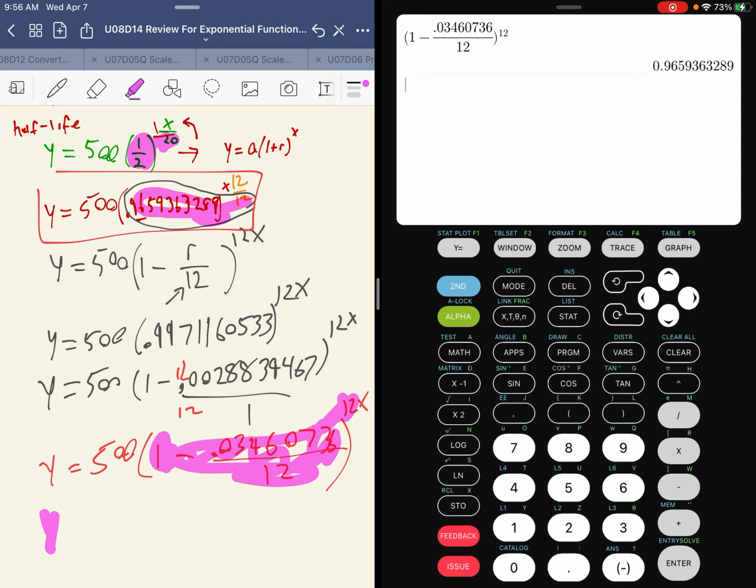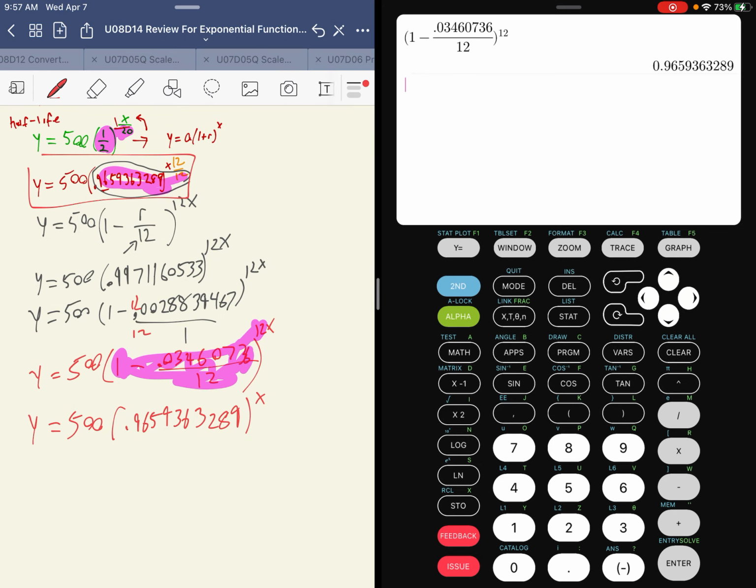And we get y equals 500. By the way, you'll notice the 500 doesn't change in any of these problems. So 0.96593638289, which is the same thing we had before. So before I converted from half-life to annual, now I converted from monthly to annual.